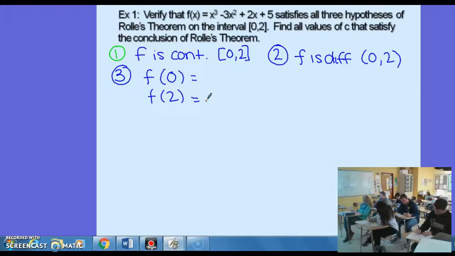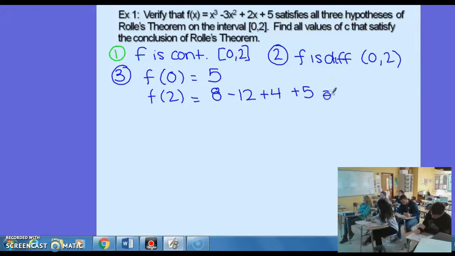And again, you're plugging into f, not f prime. So 0 minus 0 plus 0 plus 5. Now for f of 2: 2 cubed is 8. 2 squared is 4. 4 times negative 3 is negative 12. 2 times 2 is 4. What do you know about 8 plus 4? It's 12, and negative 12 cancels out with it to give 0. And then you get 5. So f of 2 is also 5.